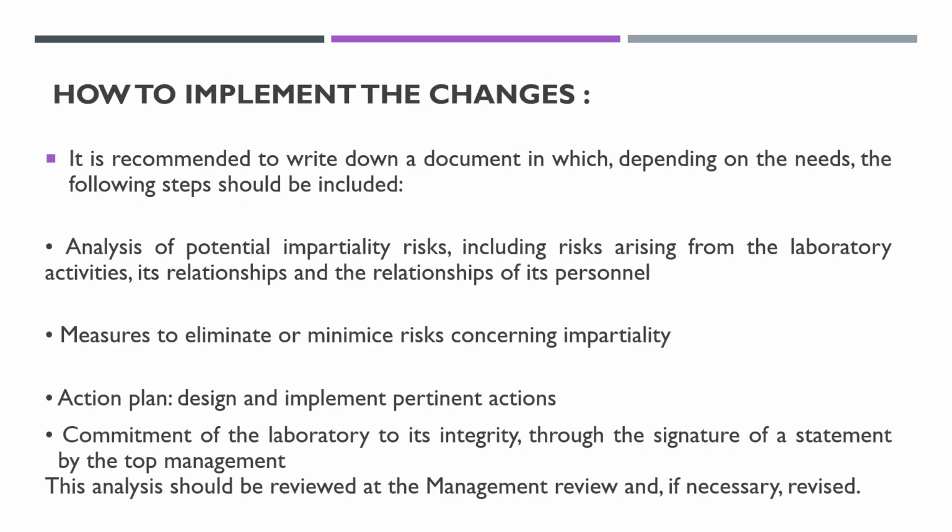How to implement the changes. It is recommended to write down a document in which, depending on the needs, the following steps should be included. Analysis of potential impartiality risks, including risks arising from the laboratory activities, its relationships and the relationships of its personnel. Measures to eliminate or minimize risks concerning impartiality. Action plan, design and implement pertinent actions. Commitment of the laboratory to its integrity, through the signature of a statement by the top management. This analysis should be reviewed at the management review and, if necessary, revised.